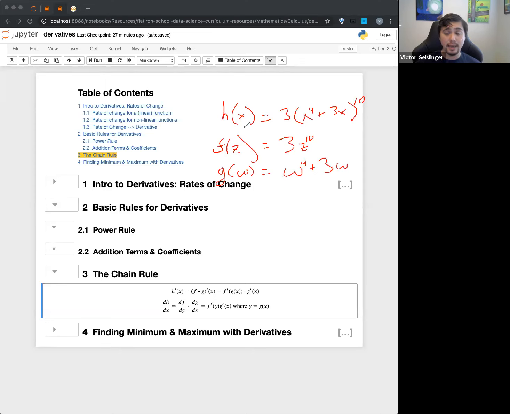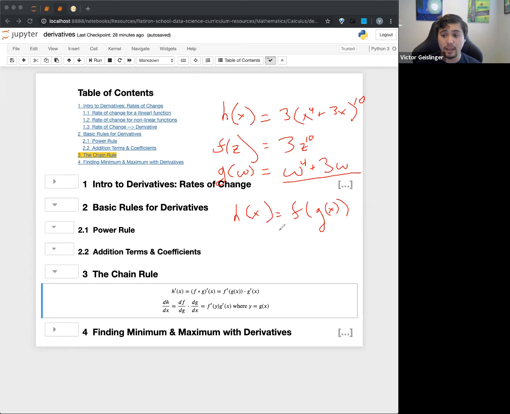Well, now what happens, I can say that h of x is really just f of g of x. So basically I put x in for this function right here, and it's going to be x to the 4 plus 3x. And then I take that whole thing and plug it into this function for f, and I get 3 times that whole thing of g, which was x to the power of 4 plus 3x, to the power of 10, and that would be it.